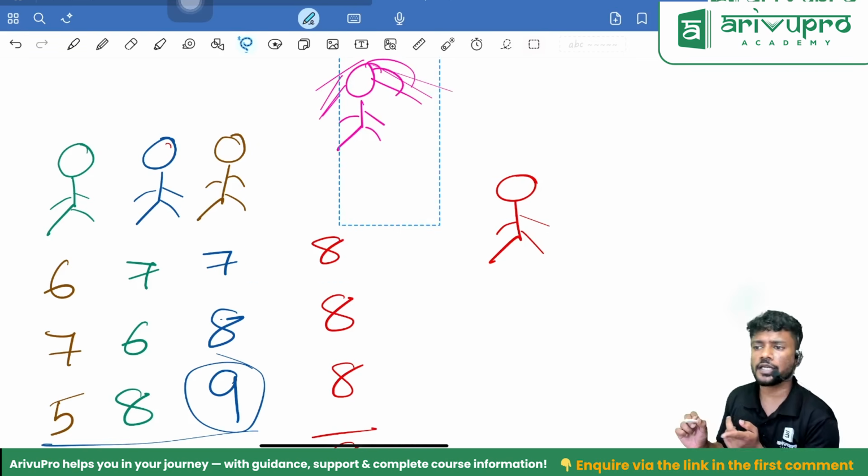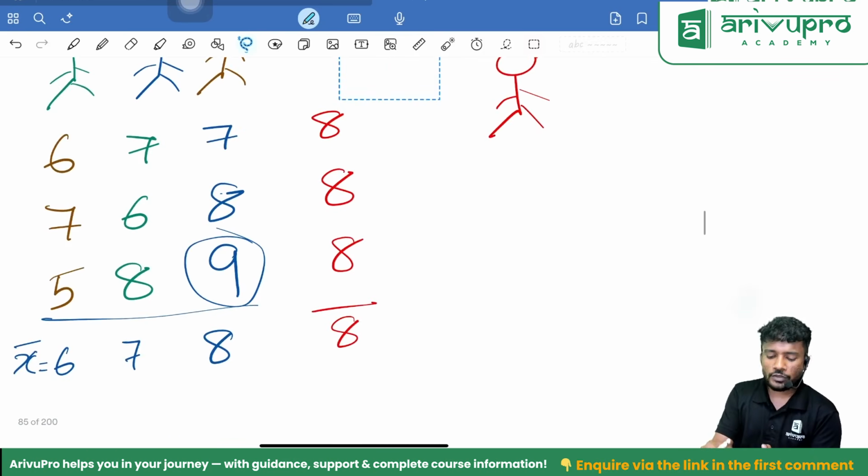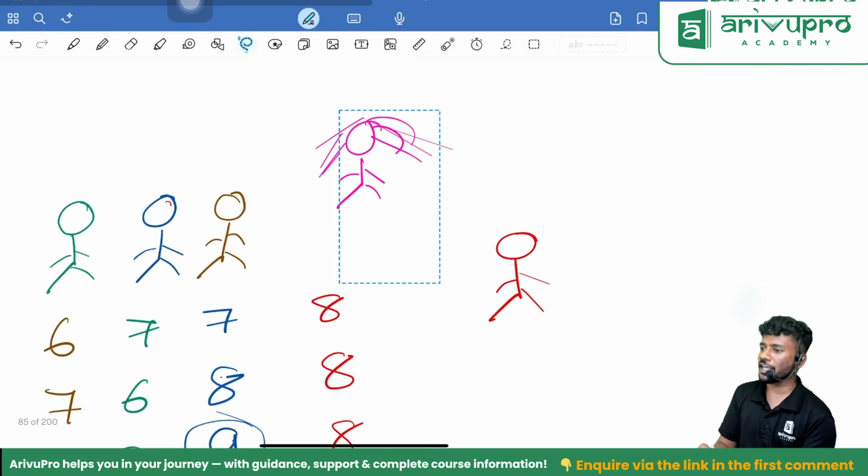Then she was like, bros, the thing is, his standard deviation was very less compared to all of yours. Look into their average now. Their average is good. Even our brown boy and our red boy are having the same average. But look at the consistency. Yes, 8, 8, 8. The observations are very consistent. Is there any deviation? No.